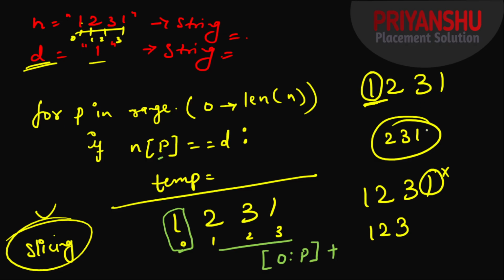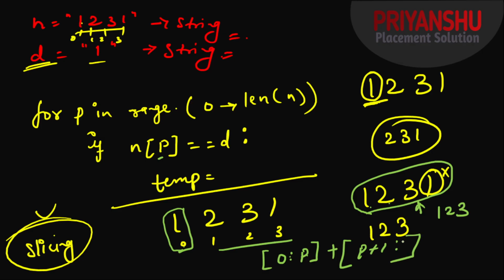If I use this combination, 1 2 3 1, and in this combination if I want 1 2 3, what I will do is take 0 to p, p is nothing but this index, I will take 1 2 3 in this situation. And for the remaining part, I will take a value from p plus 1 index to the end, till the very last.